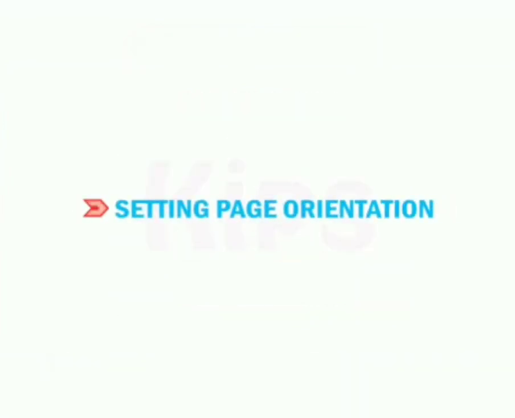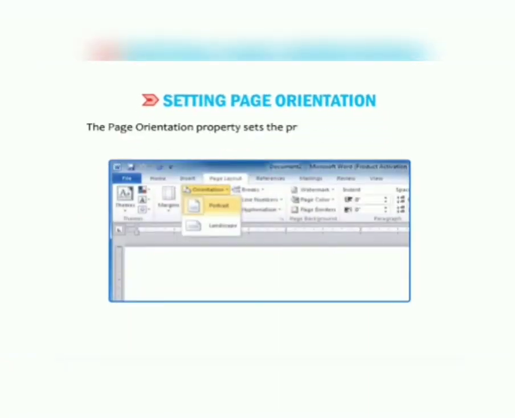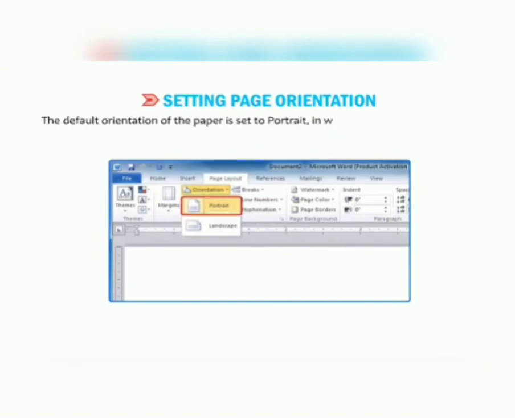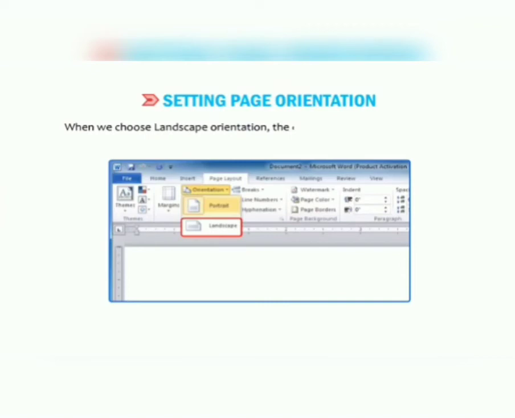Okay, let us now understand how to set page orientation. The page orientation property sets the printing direction of the text. The default orientation of the paper is set to portrait, in which the document is printed lengthwise. When we choose landscape orientation, the document is printed widthwise.